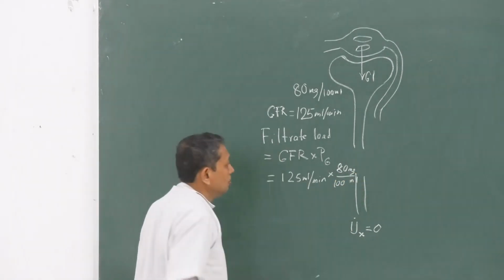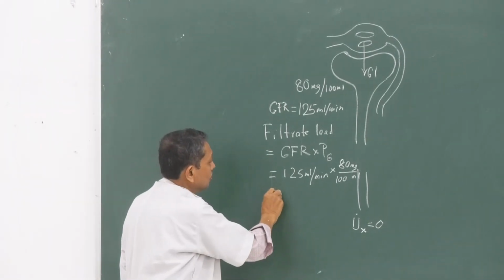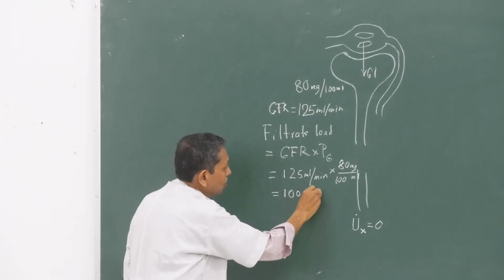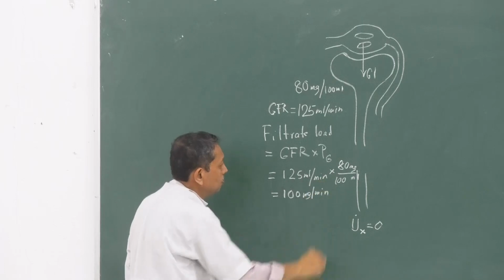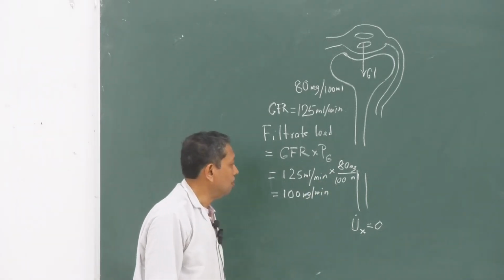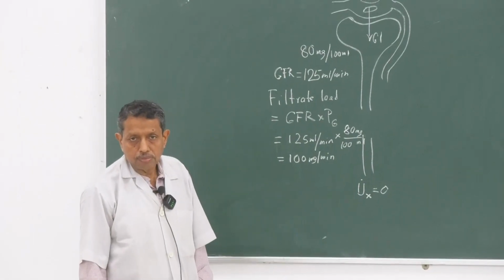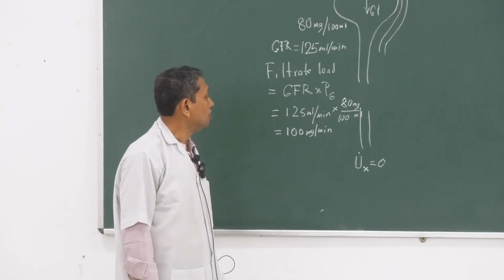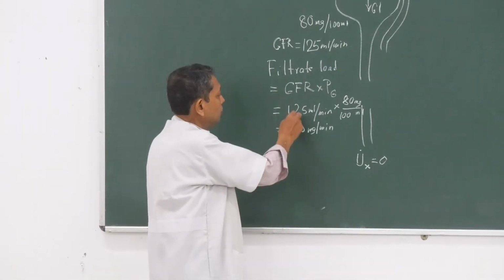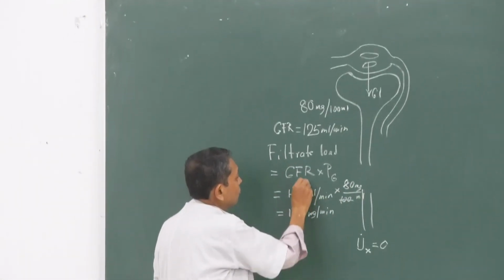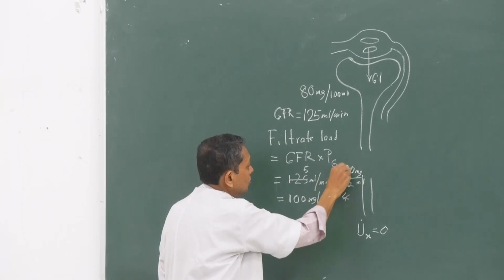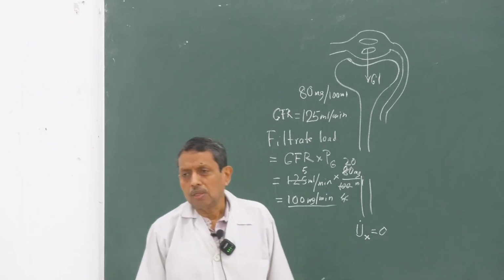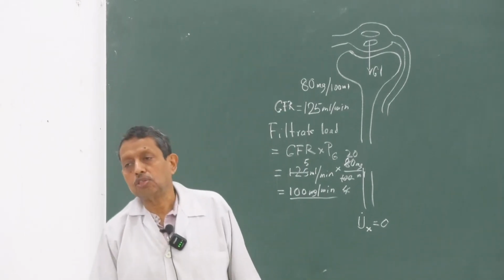Now, if you multiply this 125 ml per minute into 100 milligram per 100 ml, you get the filtered load. In all compounds, it is calculated in this way.